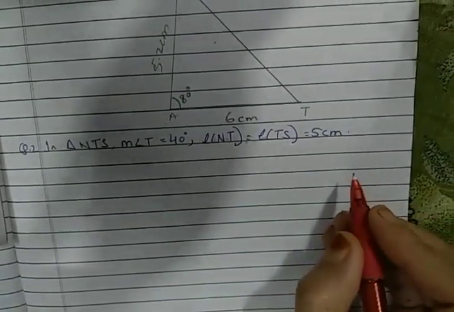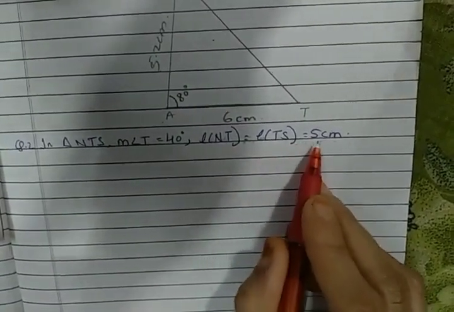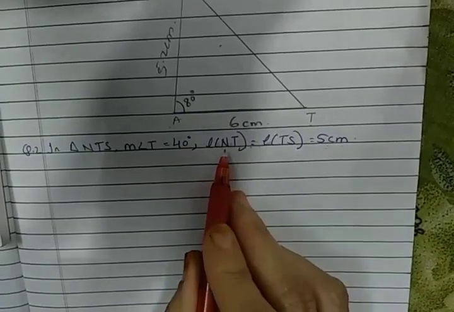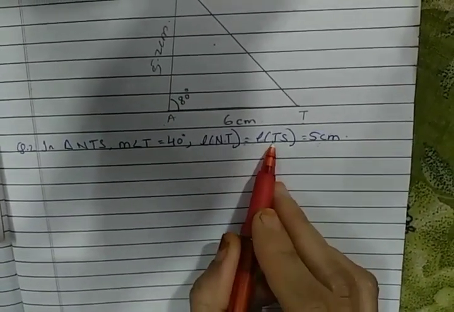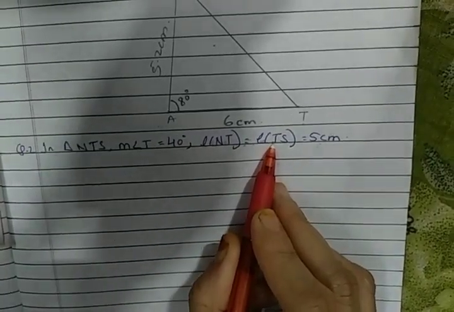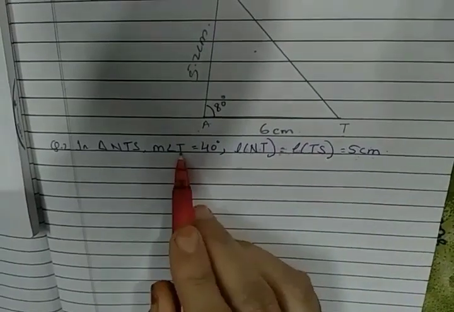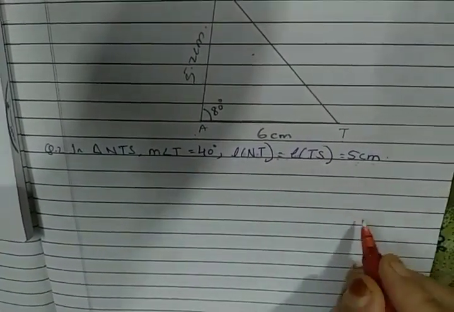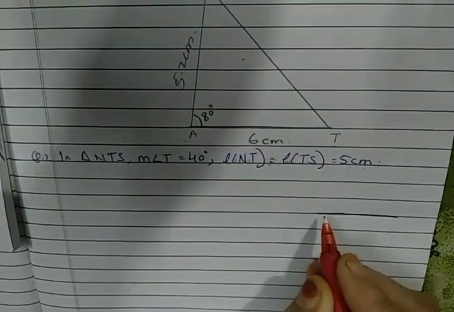Now we will make the rough diagram over here. We will take 5 centimeter as a base. But which one, NT or TS? Of course we will take TS as a base, because we have to draw angle T equals 40 degree. Now I am just making the rough diagram over here.